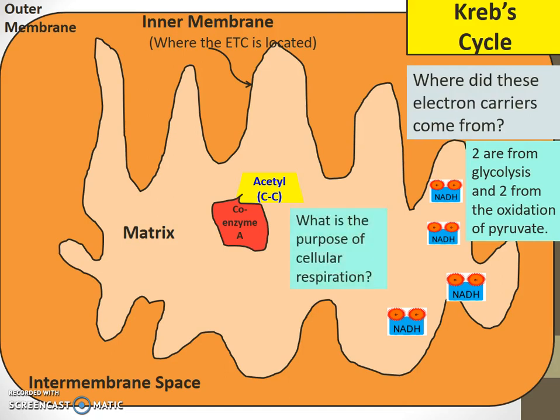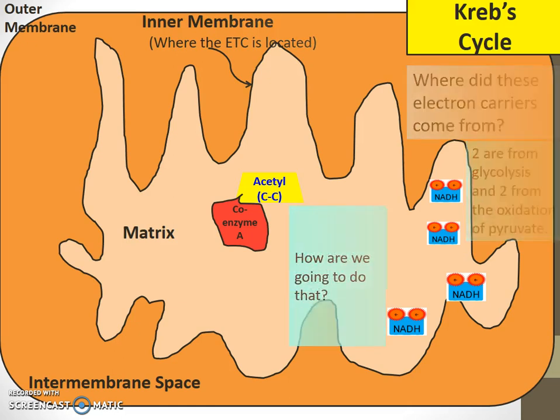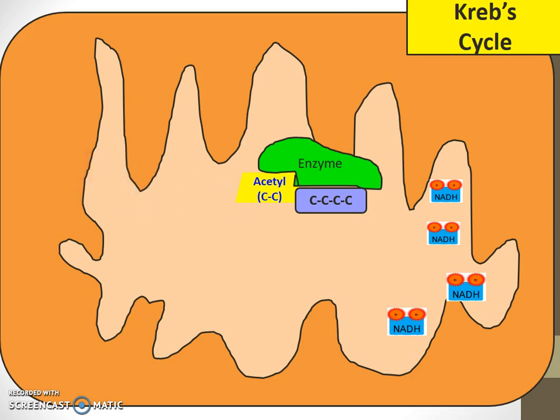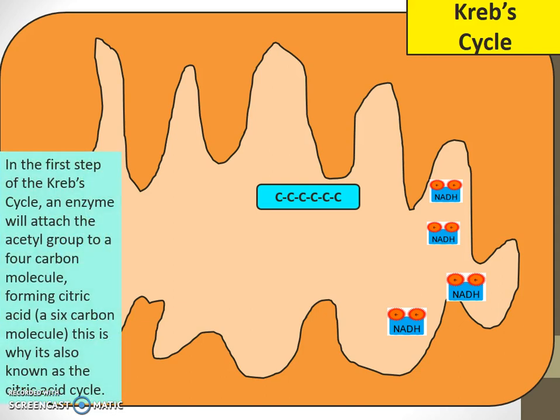So in the process of the Krebs cycle, or the citric acid cycle, we're going to need to get our food, the remaining carbons, fully oxidized, right? So we're first going to have an enzyme help attach this acetyl to a 4-carbon molecule, and then the coenzyme can be used again. Now here we get a 6-carbon molecule called citric acid. And so in the first step of the Krebs cycle, an enzyme will attach the acetyl group to a 4-carbon molecule forming citric acid. And that's why this is also called the citric acid cycle.